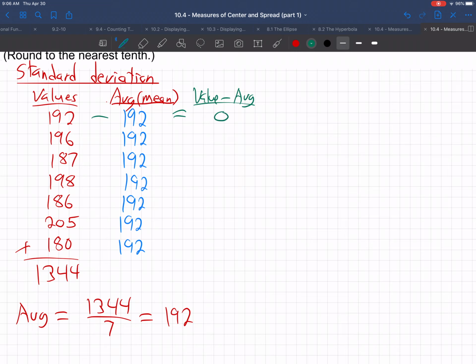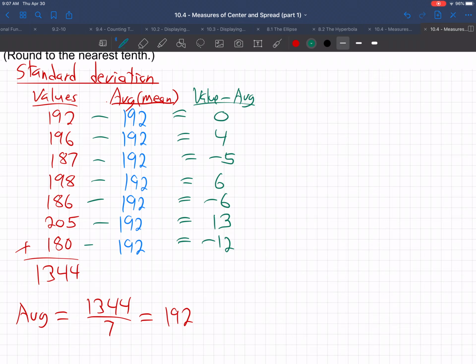That one's just 0. Subtract these. That one's 4. Subtract these. That one's, just use your calculator. That'd be -5. Subtract these, that's 6. Subtract these, that's -6. Subtract these, that's 13. Subtract these, that's -12. Okay, so value minus average.